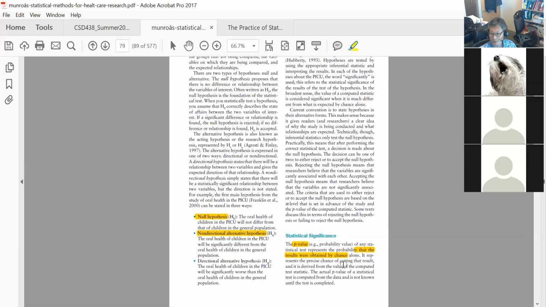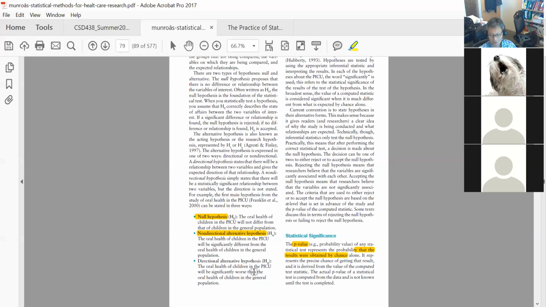It represents the precise chance of getting the result and is derived from the value of the computed test statistic. So the p-value is a computed statistic value, a computed probability value from your sample. If you draw another sample, the p-value might be different from your sample. So when you collect your data, you should be very careful in drawing the conclusion.